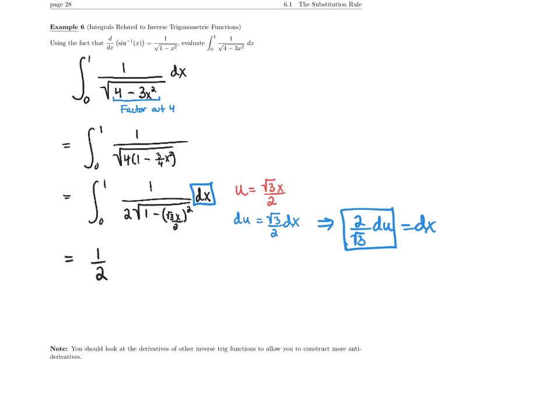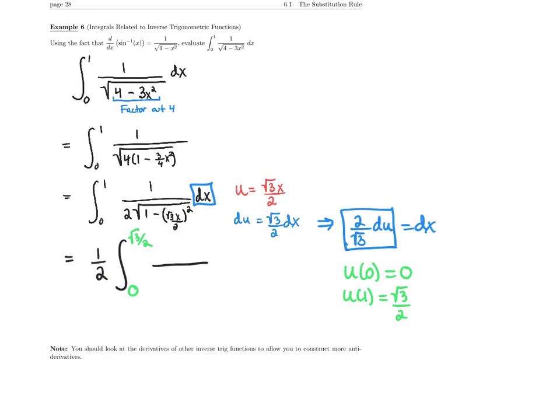Okay, so a couple more things. Pull the 1/2 out. Now, one thing I need to do anytime there's a u substitution is change out my bounds. So I need to do u at 0. u of 0 is just 0. We're plugging 0 in right here. So my bottom bound is 0. And then u evaluated at 1 is the square root of 3 over 2.